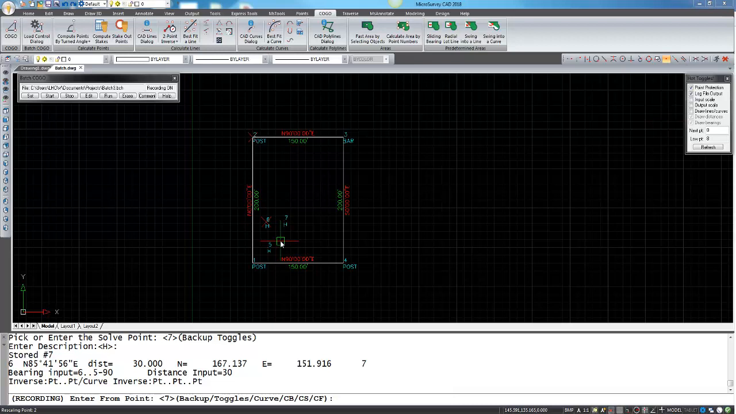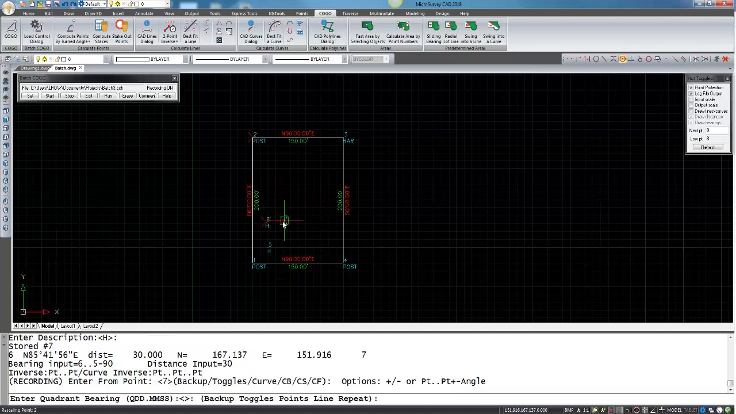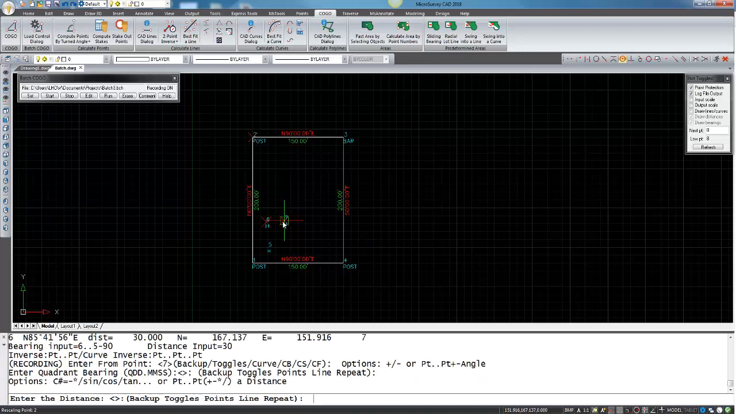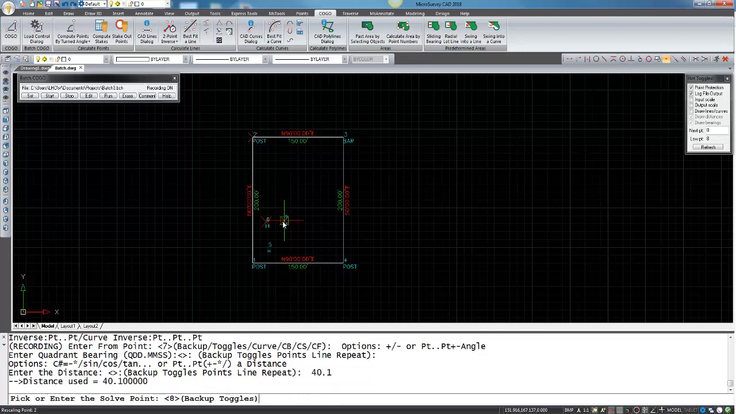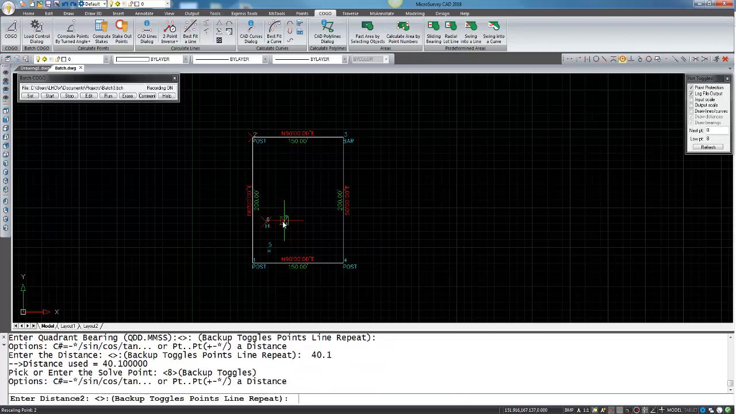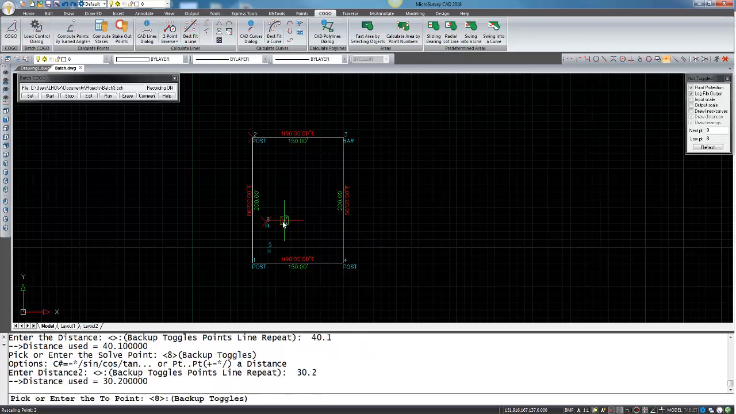And to solve for the last corner of the house, I'm going to use a distance calculation from point 7 and point number 6 to calculate the position of house corner number 8. So we enter from point 7, and we don't know the bearing, but we do know the distance is 40.1, and we want to solve for point 8, and the second distance we have is 30.2 that was measured, and that was measured from point 6.